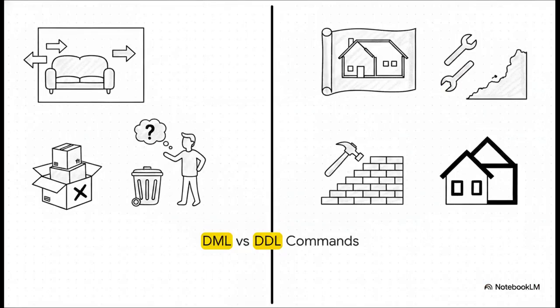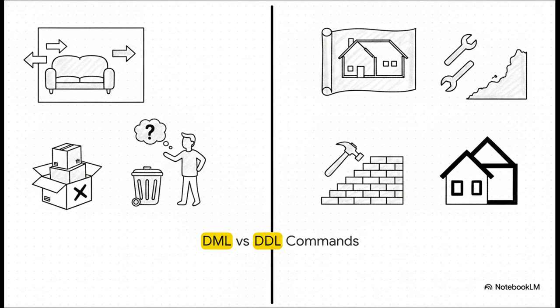Now, what's really interesting here is how SQL perfectly divides its labor into two main categories of commands. On one side, we've got data definition language, or DDL. These are basically your architectural commands, right? Things like create, alter, and drop. They build the actual structure of your tables. Think of them as building the actual rooms of a house.